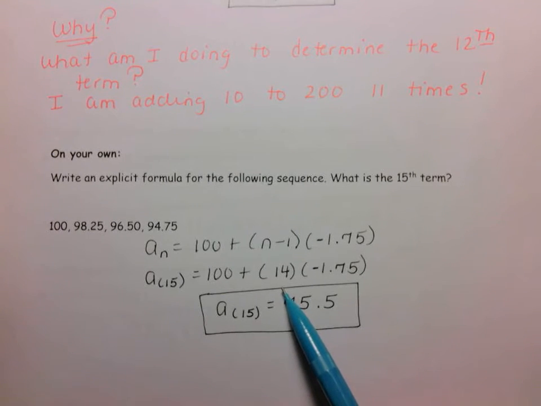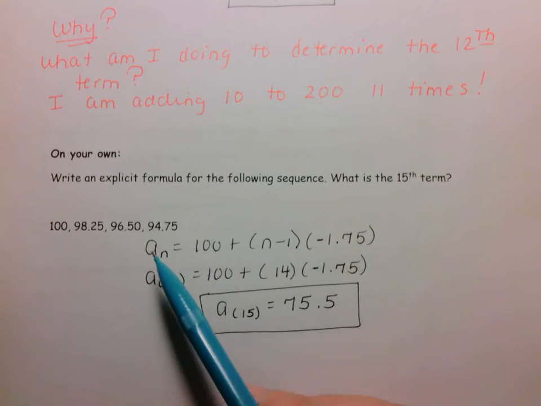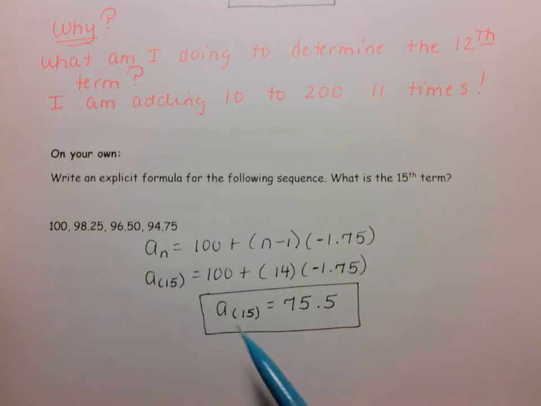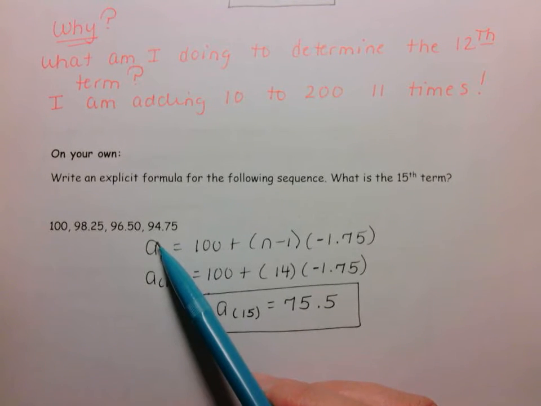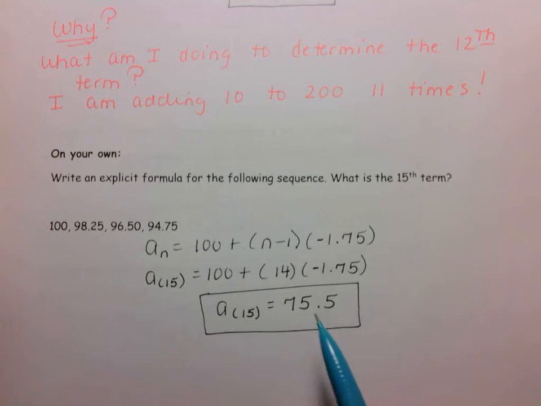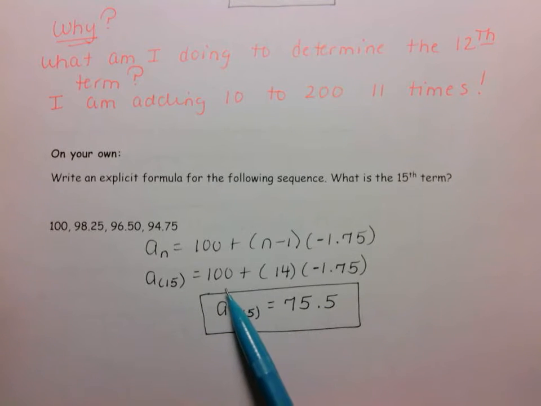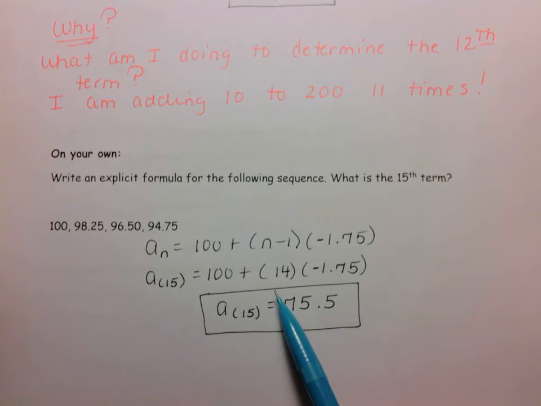What am I doing? In order to find the 15th term, I need to subtract. Look at the pattern. I'm going down by 1.75 each term. So in order to get to the 15th term, I need to subtract 1.75 from my first term 14 times.